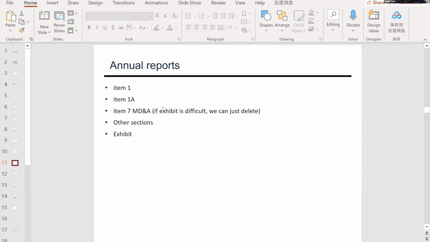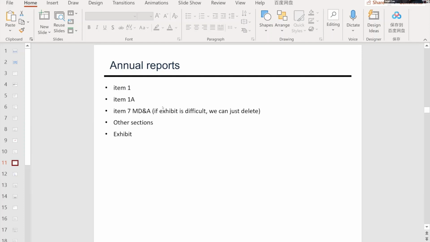What we want. So for the 10-K, I'm going to cover several important sections: Item 1, Item 1A, Item 7, other sections, and exhibits. I want to first tell you why I separate out 1A and Item 7.